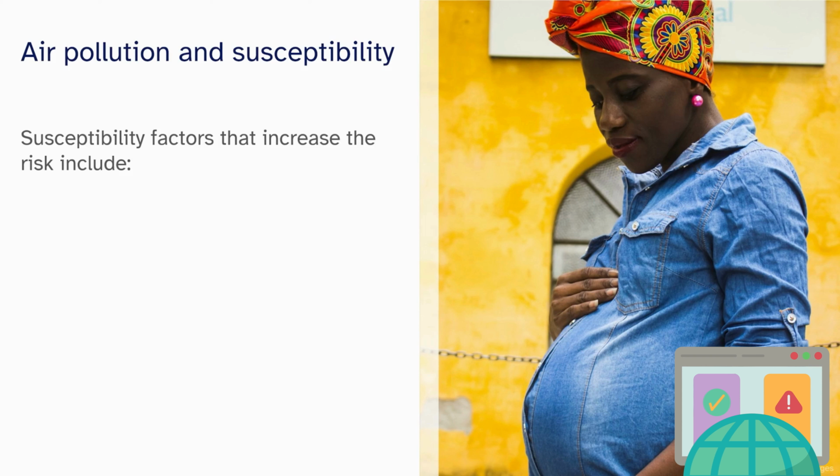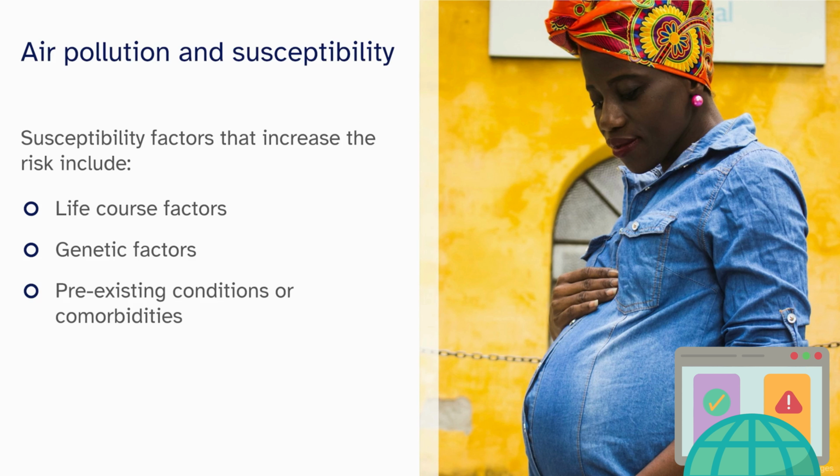Susceptibility includes life course factors, for example, being an older person, a child, or a pregnant woman. Genetic factors including certain polymorphisms as well as genetic disorders, and pre-existing conditions or comorbidities such as chronic diseases, respiratory diseases, or other non-communicable diseases like diabetes.